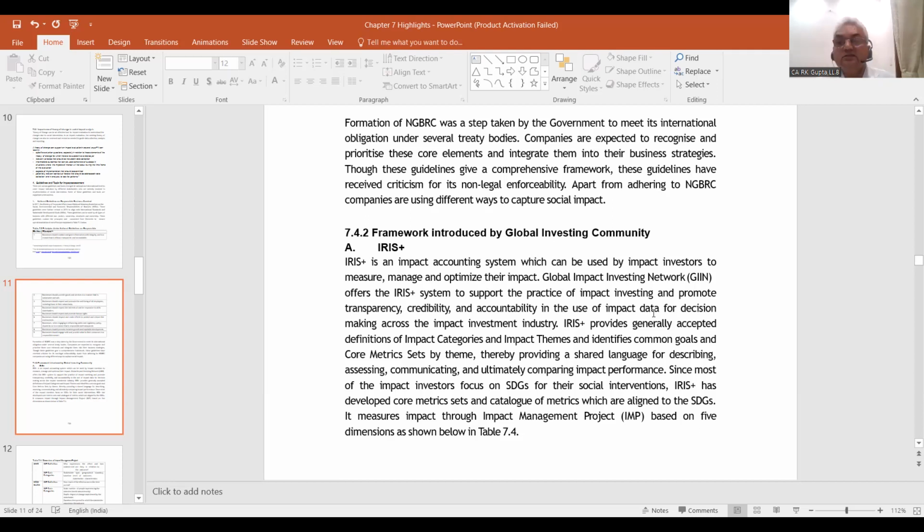So IRIS Plus provides generally accepted definitions of impact categories and impact themes and identifies common goals and core metrics set by theme, thereby providing a shared language for describing, assessing, communicating, and ultimately comparing impact performance. So since most of the impact investors focus on SDGs for their social interventions, IRIS Plus has developed core metrics sets and catalogs of metrics which are aligned to the Sustainable Development Goals. It measures impact through the Impact Management Project based on 5 dimensions as shown below in table 7.4.